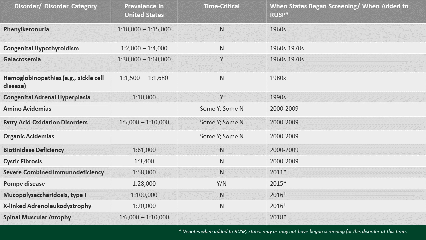Next slide. So this table serves as a reference for conditions that are currently included on the federal RUSP. I know this is a bit of a busy slide, so the key takeaway messages from this table are, one, looking at prevalence, we can see that the disorders included are fairly rare individually when looking at birth prevalence. But taken together, they are actually really quite common. In fact, over 12,500 newborns are diagnosed in the U.S. each year with one of the conditions detected through newborn screening.